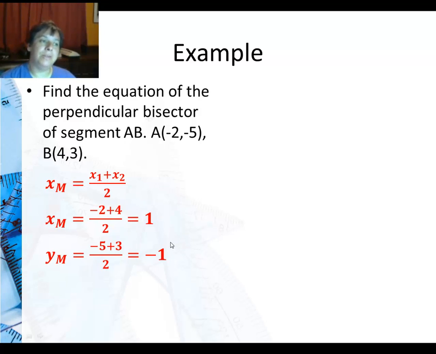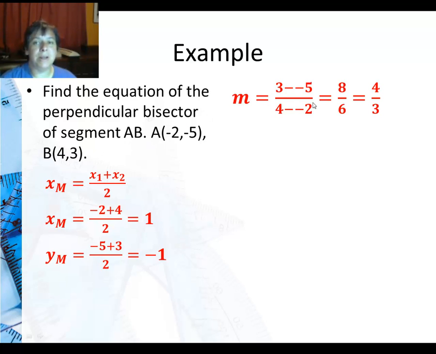Now I need to find the slope of the segment, so I can take the negative reciprocal. I substitute both of these points in for the slope. 3 minus -5 over 4 minus -2, 8 over 6, or 4 over 3. To do the perpendicular slope, I have to take the negative reciprocal. So I change signs and flip, which gives me -3 over 4. So I have the slope, and here's my special point.